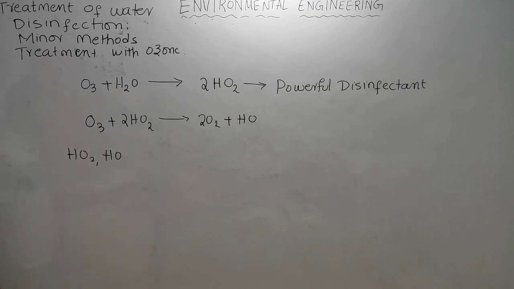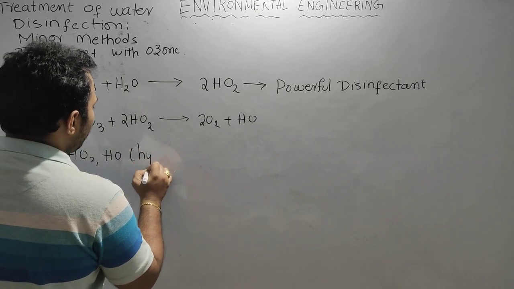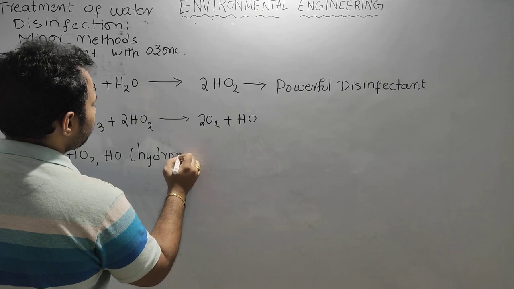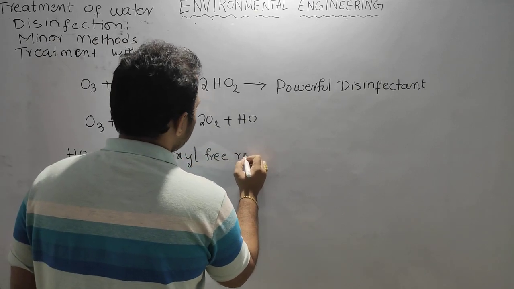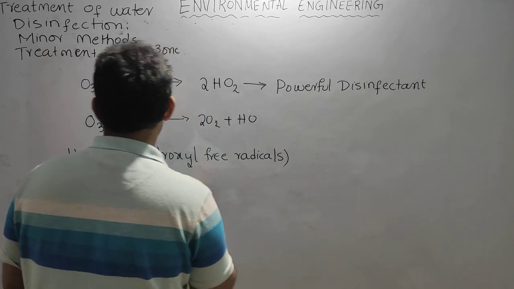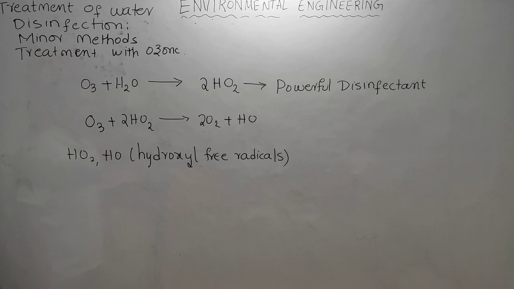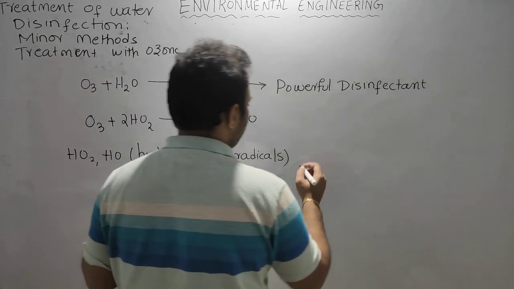So this HO2 and HO are hydroxyl free radicals. So they are very effective disinfectants. Hydroxyl free radicals means OH minus is absent in both of them. So these hydroxyl free radicals released into water oxidize all the microorganisms.